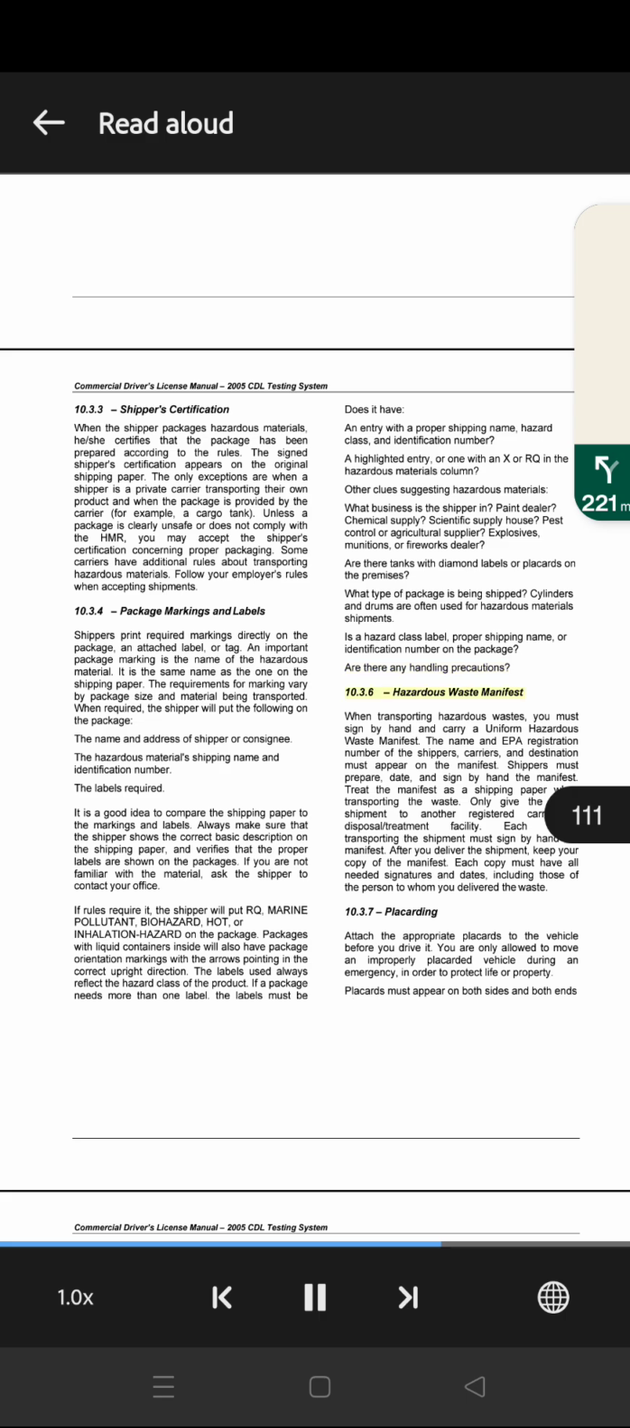10.3.6 Hazardous Waste Manifest. When transporting hazardous wastes, you must sign by hand and carry a uniform hazardous waste manifest. The name and EPA registration number of the shippers, carriers, and destination must appear on the manifest. Shippers must prepare, date, and sign by hand the manifest. Treat the manifest as a shipping paper when transporting the waste.